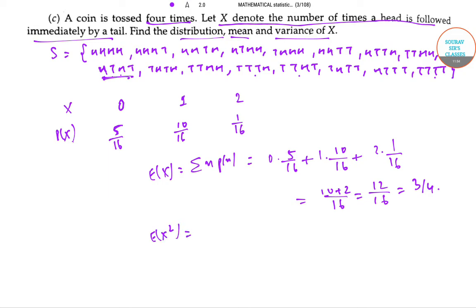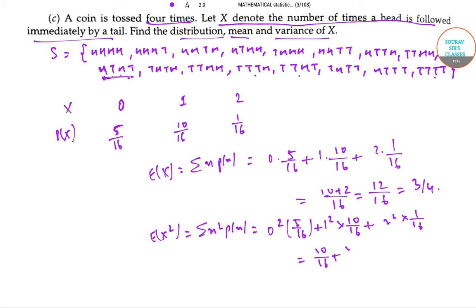Expectation x squared is equal to summation x squared px. So 0 squared into 5 by 16 plus 1 squared into 10 by 16 plus 2 squared into 1 by 16. So this comes out to be 10 by 16 plus 4 by 16, which is actually 14 by 16, so 7 by 8.